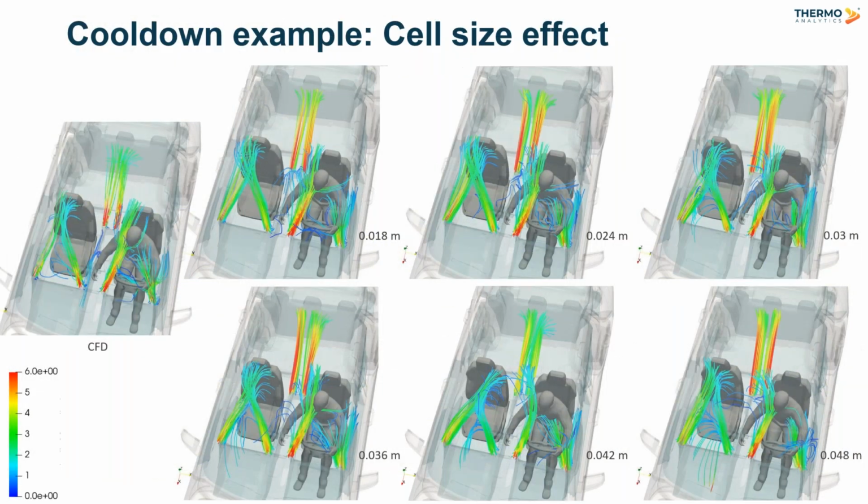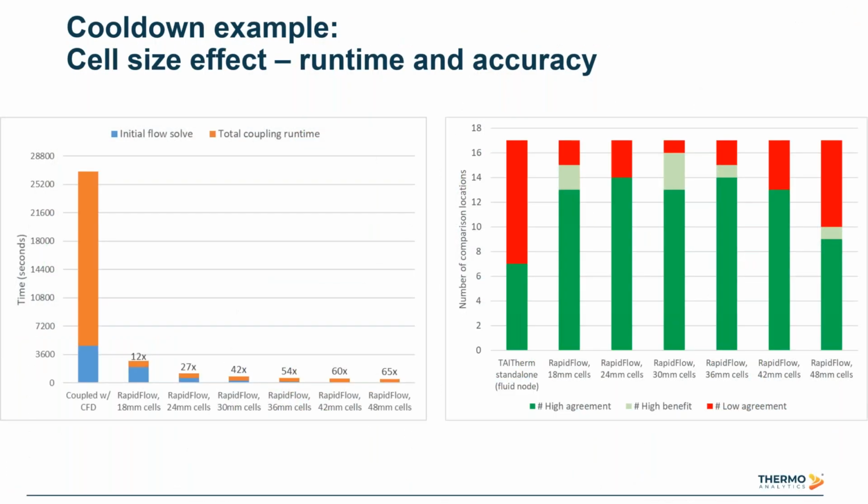And then another slide here showing the effect on the streamlines of these different cell sizes. And then one more chart like the previous, showing both the runtime and accuracy trade-offs. So here with our baseline 18 millimeter cells and 5-second duration, about 12 times faster than the reference CFD. And that can ramp all the way up to 50 to 60 times faster with these coarser cell representations. And we do start to see significant drop off towards the end here.